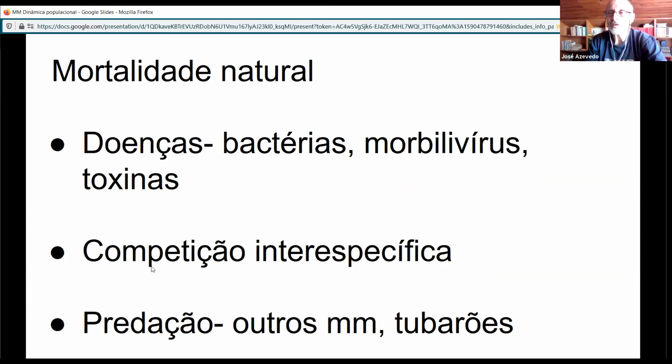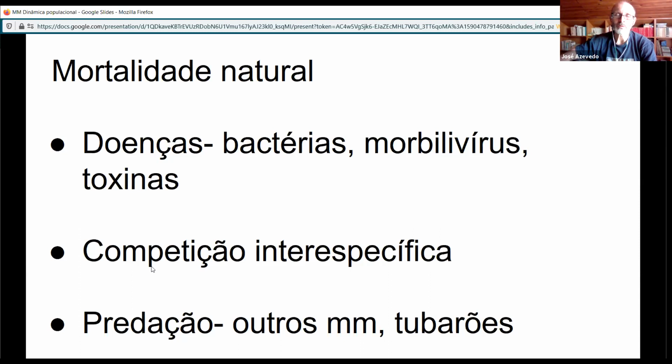So even if whales are not hunted, even if seals are not culled, these animals die, like all of them, and they die from many causes of natural mortality. Okay? They do have diseases, and we know they have diseases. They have bacterial diseases, they have viral diseases. They can be affected by toxins, even natural toxins.